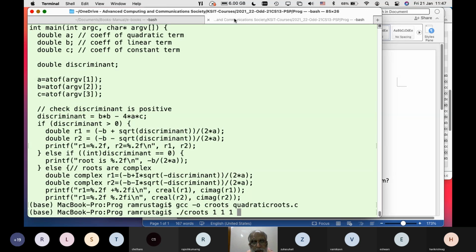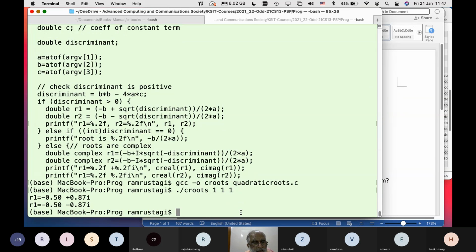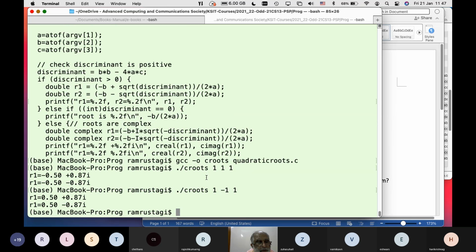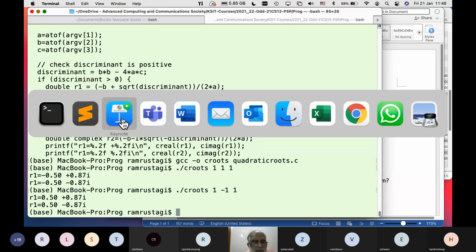Let's say 1, 1, 1. This means I'm solving x squared plus x plus 1 is equal to 0. When I say x squared plus x plus 1 is equal to 0, it will give me imaginary roots, and I'll get the complex answers. So you can see the minus b by 2a part, 0.5, and if I were to give you a negative number, the first part would become plus. You can see that I'm putting plus and minus, and this is the I part, the imaginary part. So that's how you can deal with complex numbers.